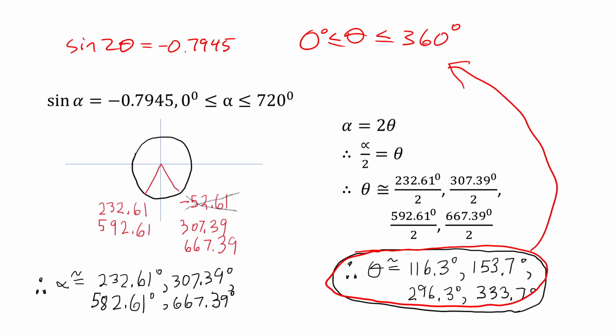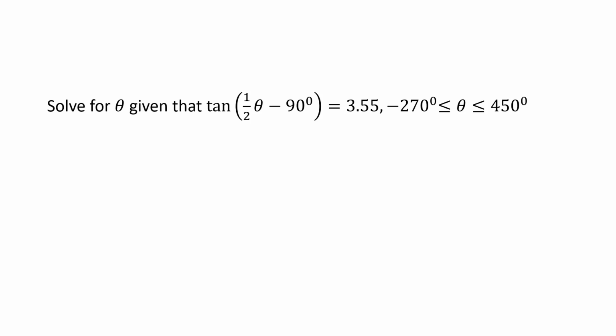Now, the question asked us to answer rounded to 1 decimal place. I can't remember if it actually said that or not. But if we want to round our answers to 1 decimal place, it's a good idea to keep 2 decimal places throughout our solution. That allows us to have the requested amount of accuracy.